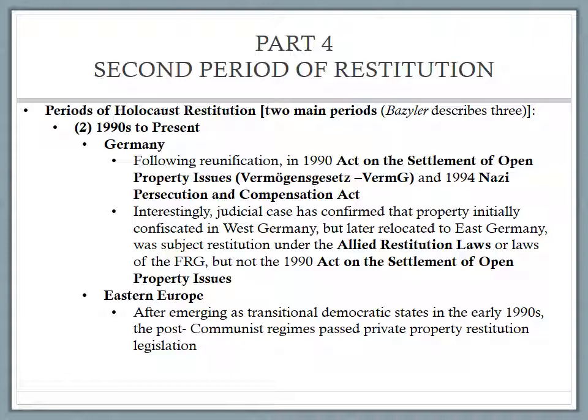Interestingly, judicial case law has confirmed that property initially confiscated in West Germany, but which later made its way into East German territory, was subject to restitution laws from the FRG or the Allied restitution laws, but was not subject to the 1990 Act on Settlement of Open Property issues.